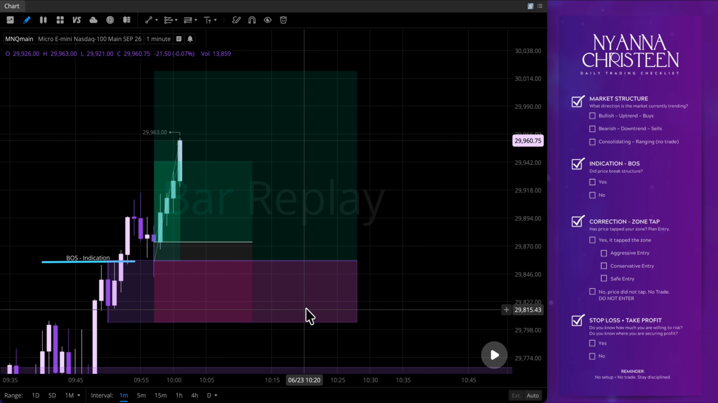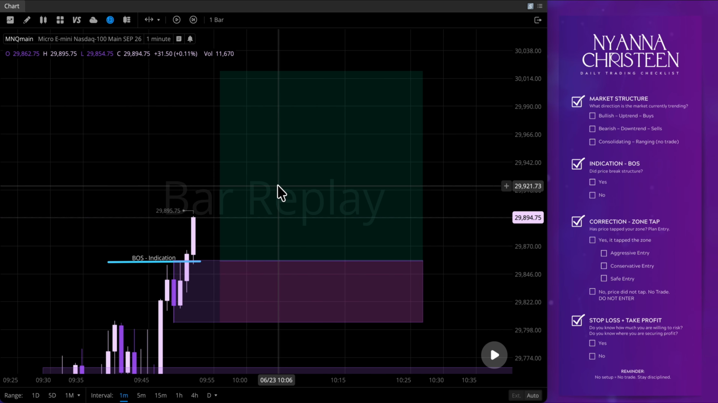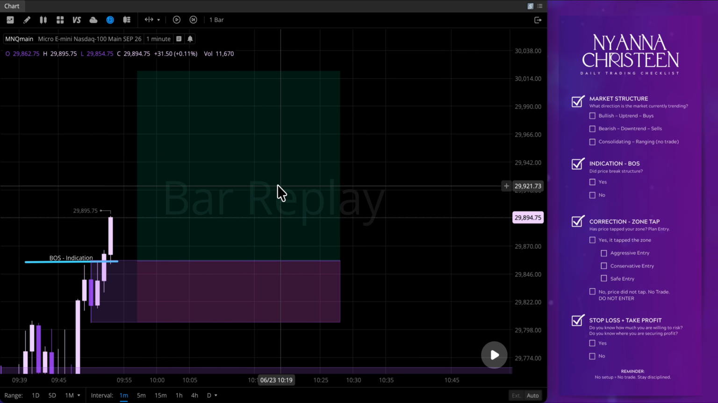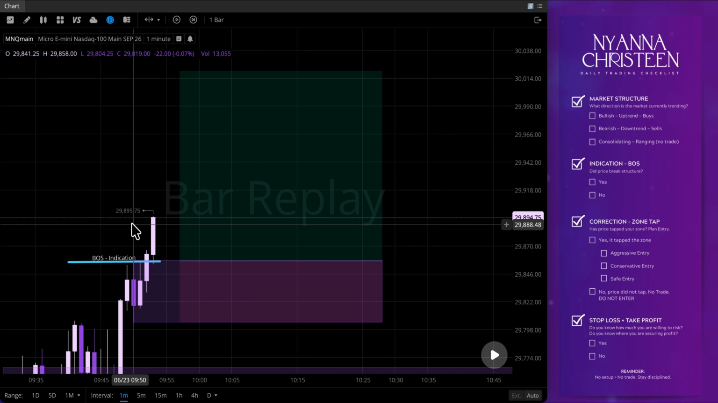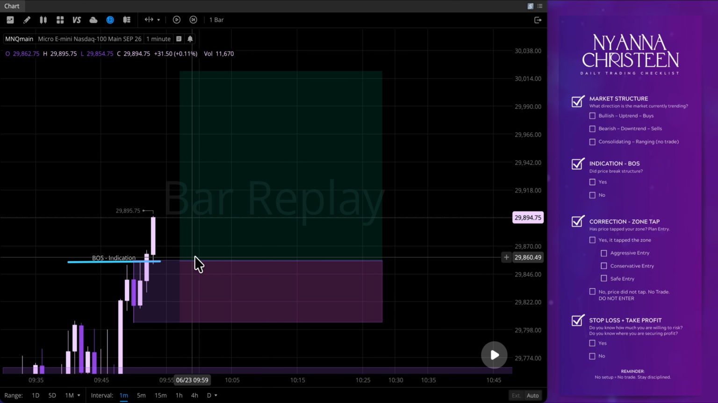And then for safe entry, let's look at a safe entry. It's really that simple, y'all. I'm not even trying to make it this simple. It's that simple. Is it easy? No, but it's very simple, as in steps. So for a safe entry, what we would want to look for, we need the tap, then we need the close outside the zone, and then for safe, we would need to see price push above the candle that closed outside the zone. So let me show you what that looks like.